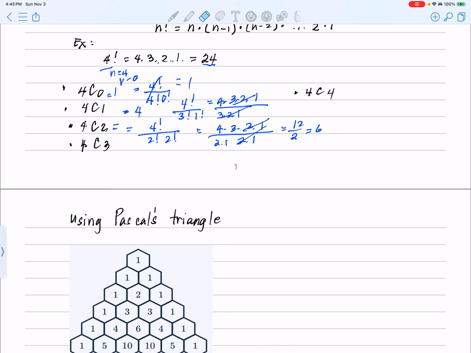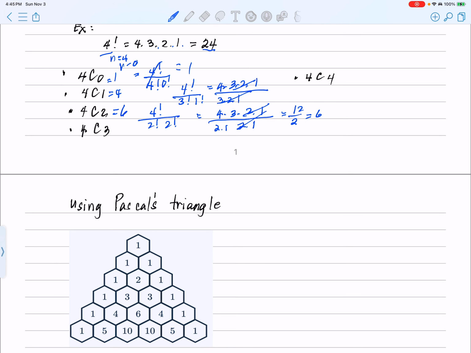I have to make this closer. This is equal to 4. This is equal to 6. How about this? 4 choose 3. So this will be 4 factorial over 4 minus 3, that's 1 factorial, and 3 factorial. So you have 4, 3, 2, 1, and that is 1. Then you have 3, 2, 1. So cancel, you have equal to 4.